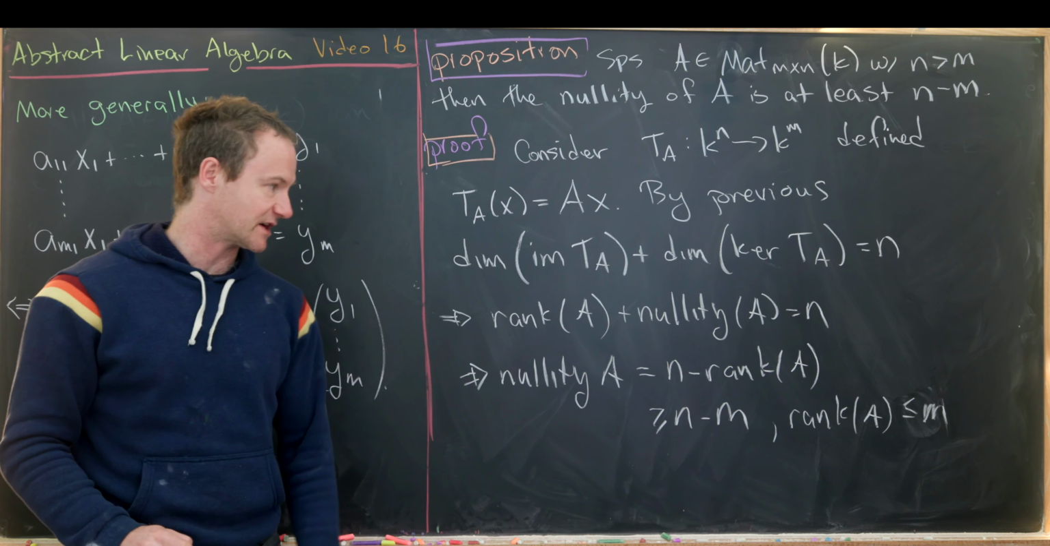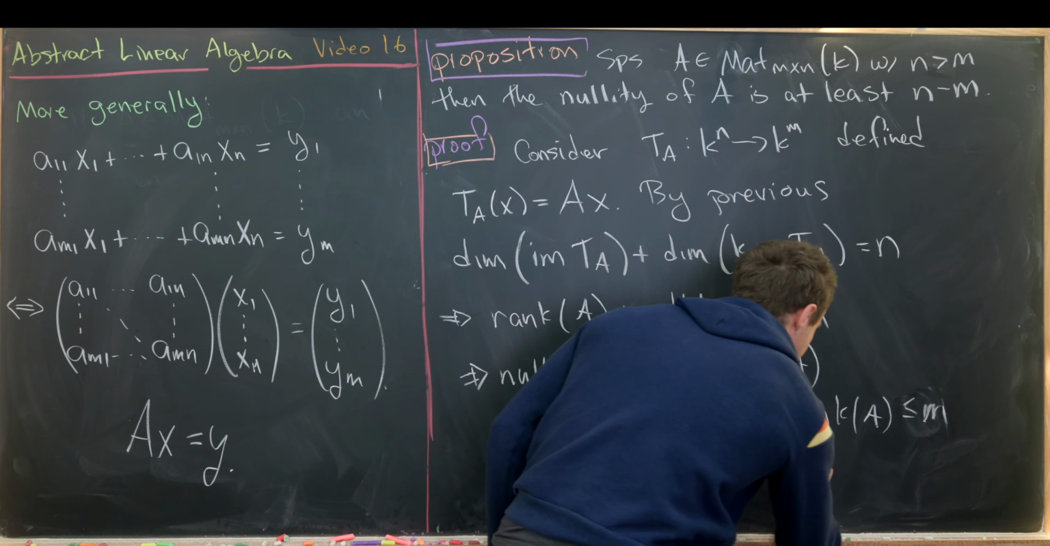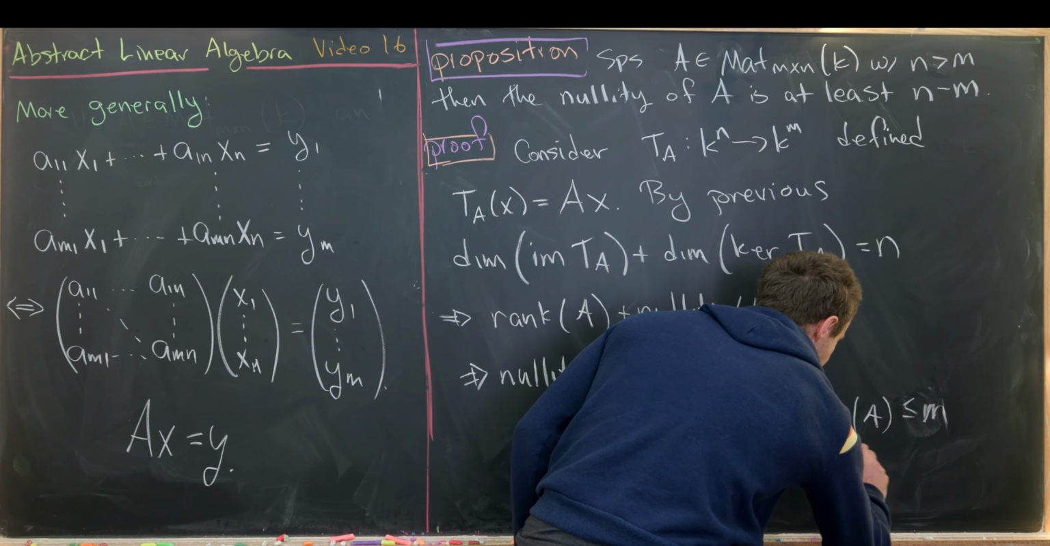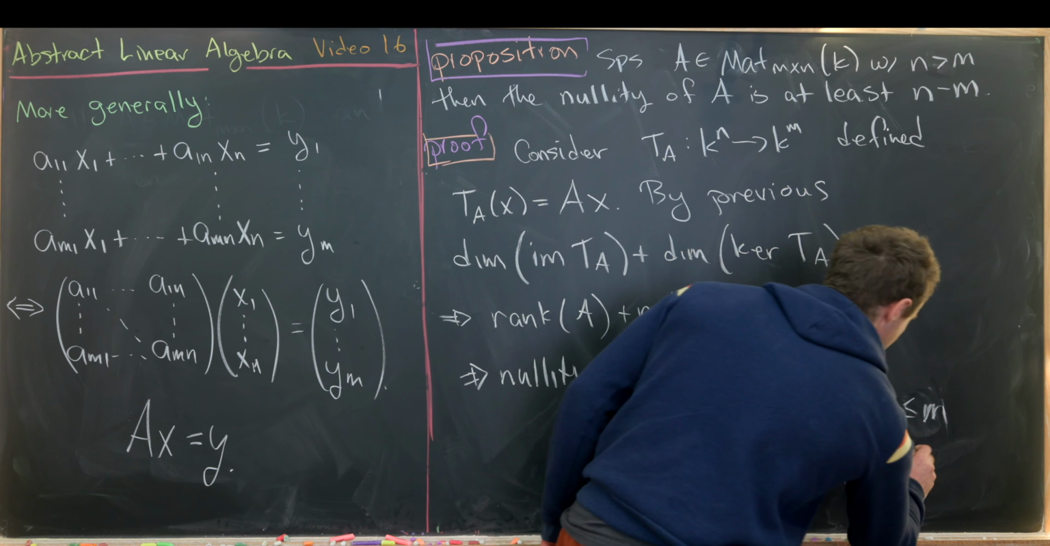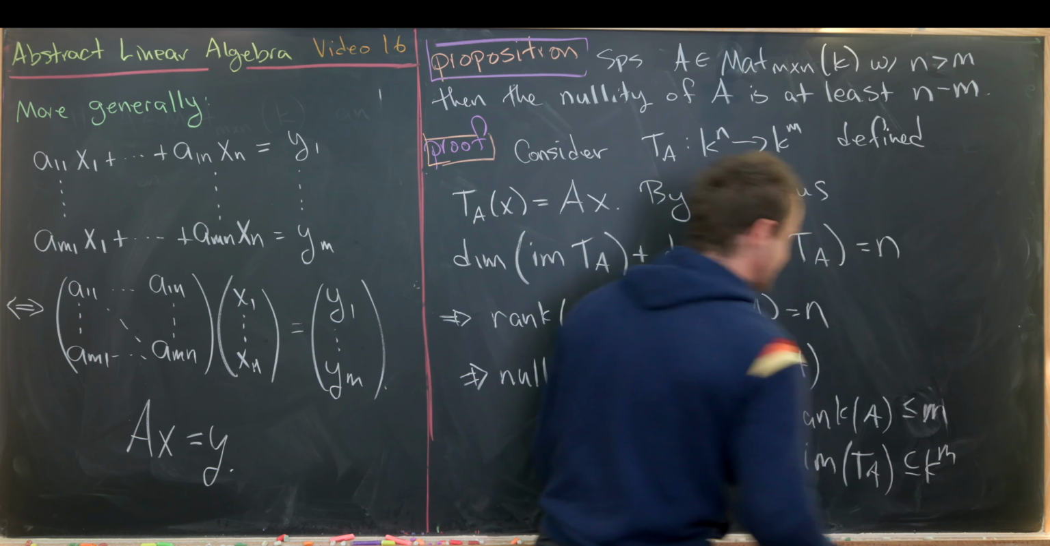How do we know it's less than or equal to m? That's because the image of T_A, or the image of A, if you will, is a subspace of the vector space K^m.